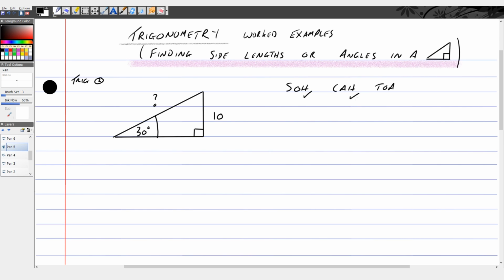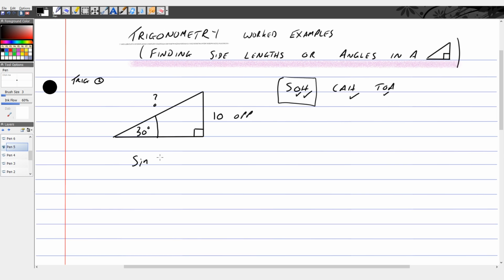So sine and cos have the hypotenuse. We have the opposite, because 10 is opposite the angle. So we know the opposite side is 10. So we've got the opposite there, and tan has the opposite. But the only function that has both of our interested sides, opposite and hypotenuse, is sine. So this is a sine question.